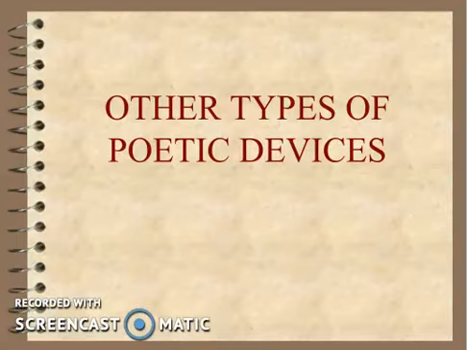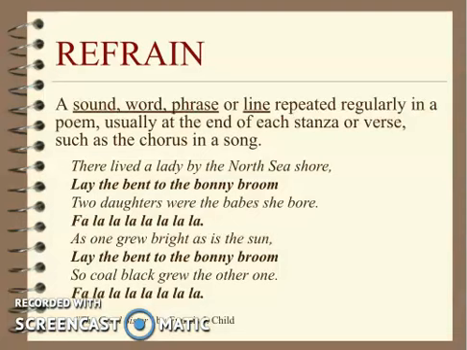The last thing we're going to look at today are some other types of poetic devices. The first one is refrain. This is a sound, word, phrase, or line that's repeated regularly in a poem, usually at the end of each stanza or verse, such as the chorus in a song.